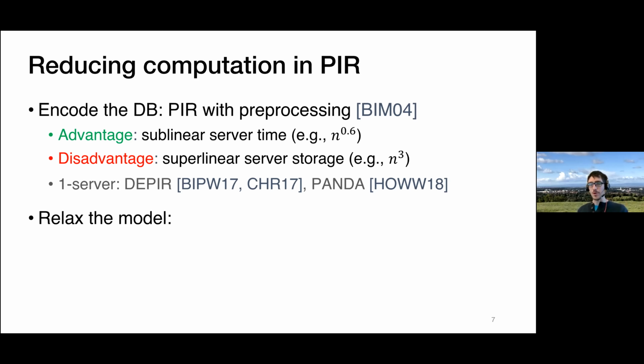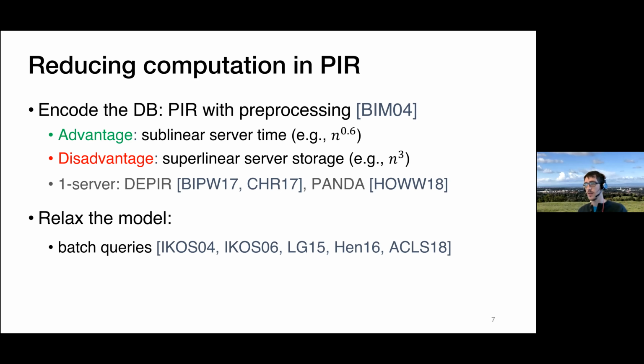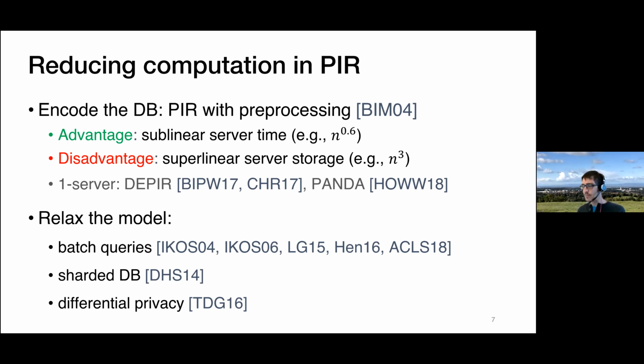Another type of approach has been to try and relax the model and gain some computational benefits in different models. A very interesting line of works considers the setting where the server can amortize the work by handling a batch of queries. But this, of course, introduces additional requirements on the query model. A different work tries to shard the database and reduce the work of individual servers, but the total amount of work is still linear. And then other approaches have been to ask for weaker privacy guarantees, for instance, differential privacy.